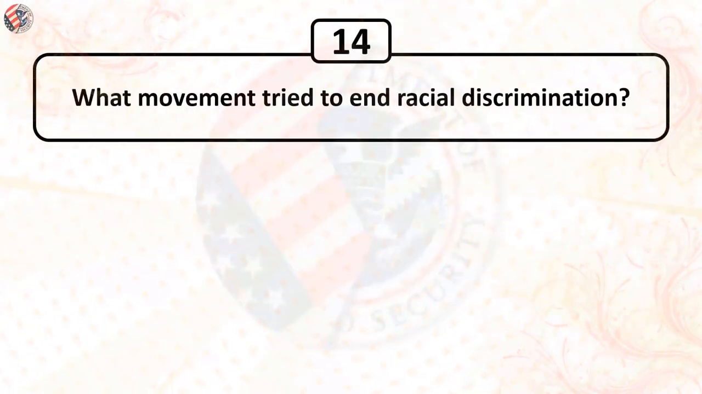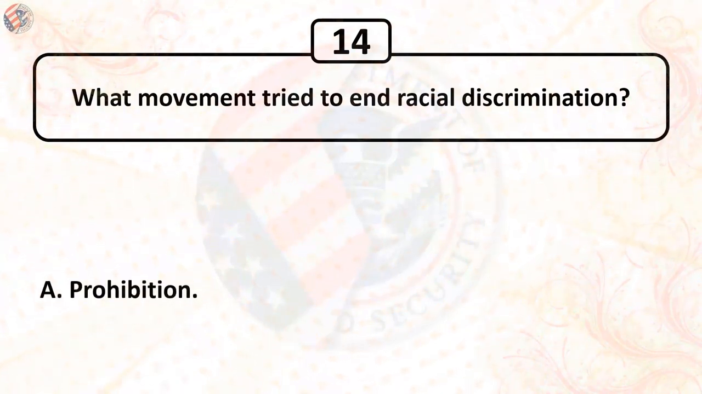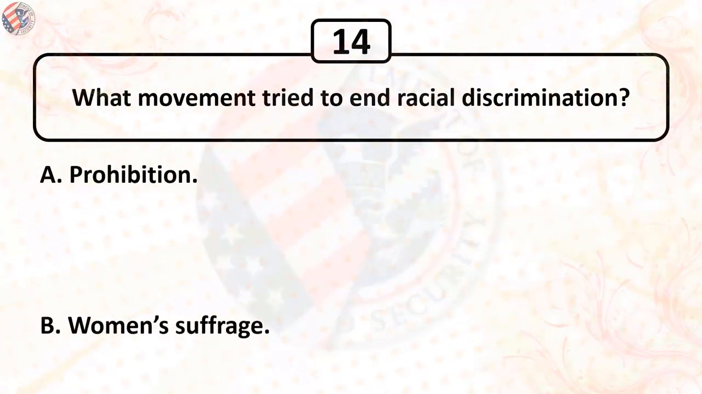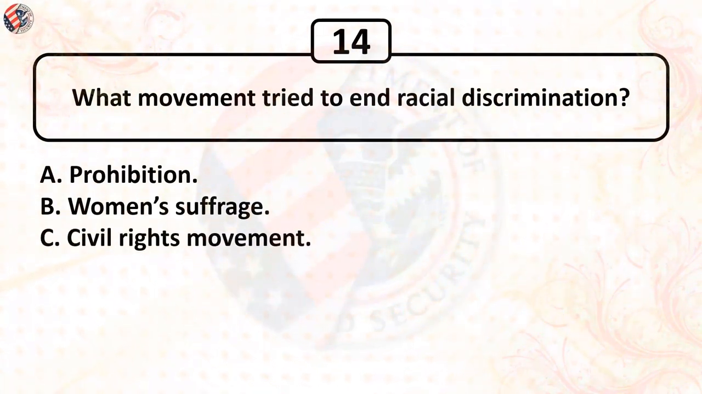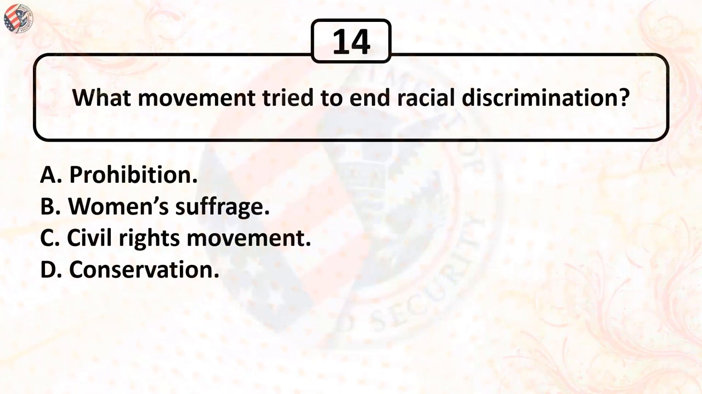What movement tried to end racial discrimination? A. Prohibition. B. Women's suffrage. C. Civil rights movement. D. Conservation.